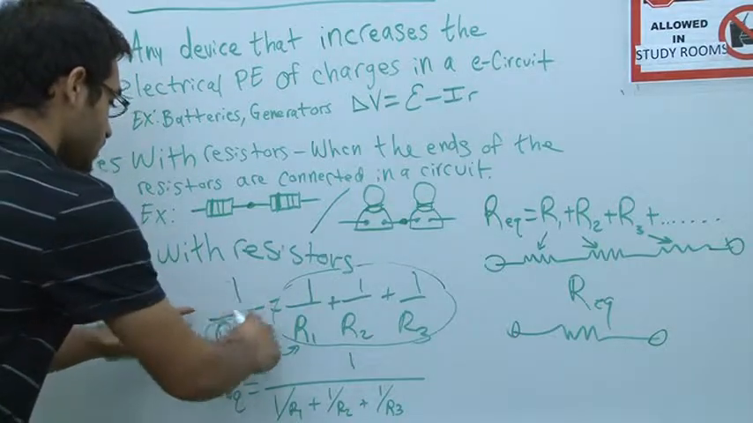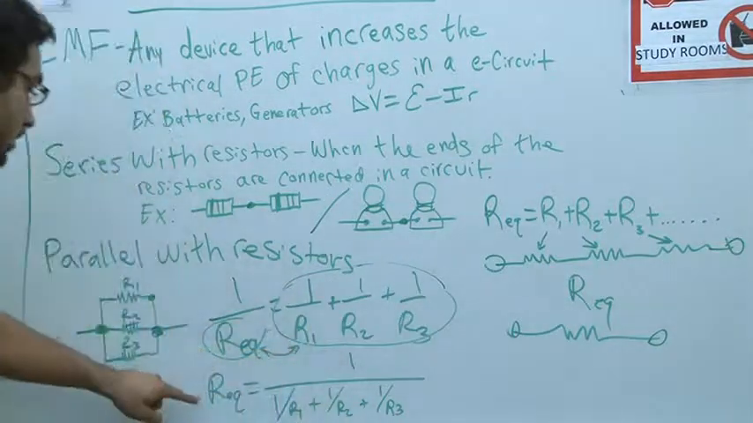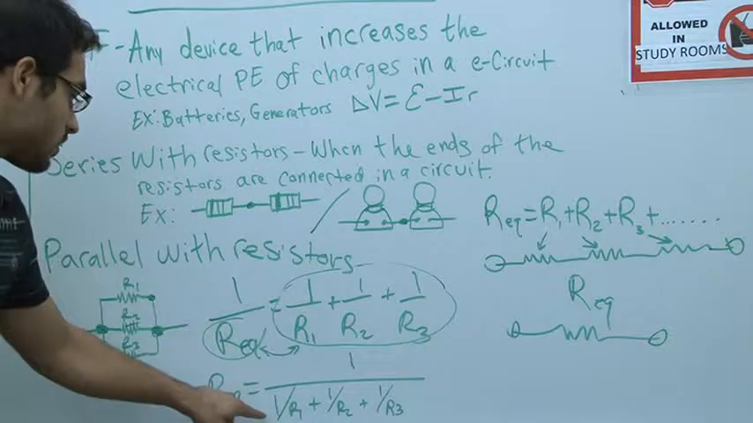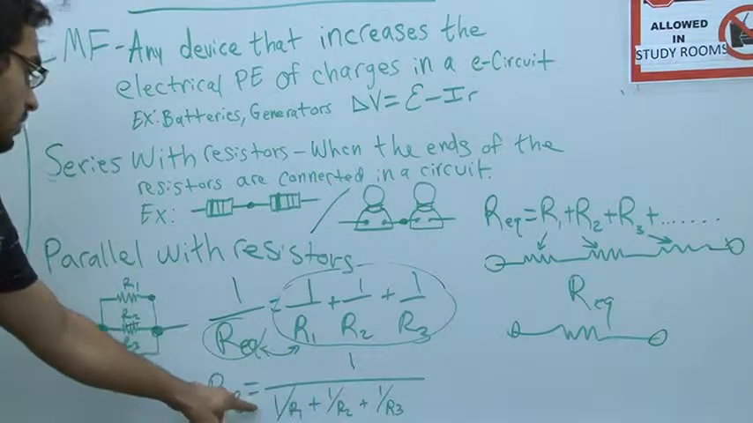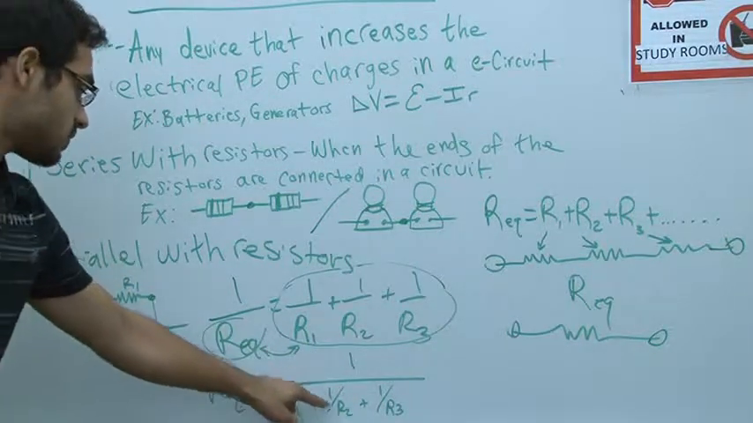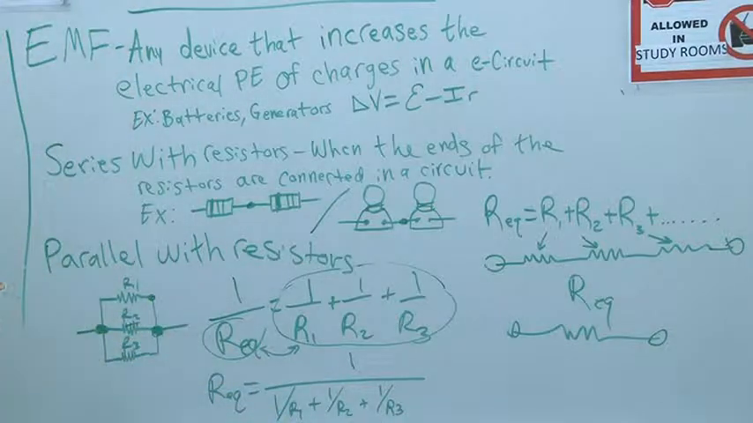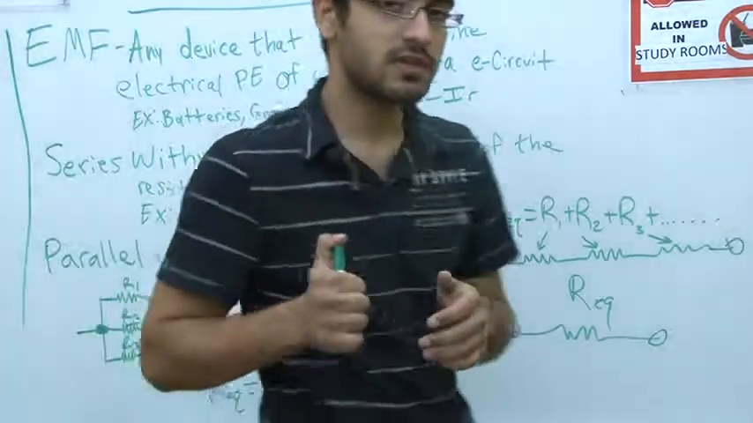So 1 over all of this equals REQ. REQ equals 1 over R1 plus 1 over R2 plus 1 over R3. I will go into more depth in this in the next lecture.